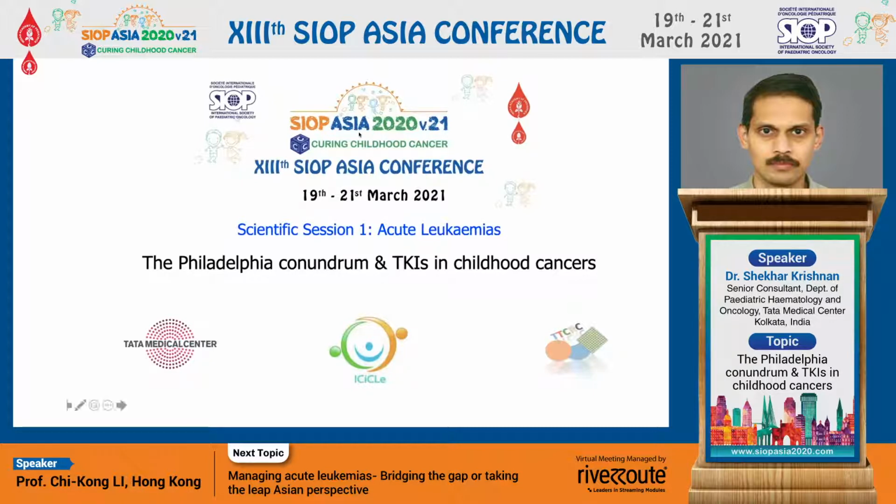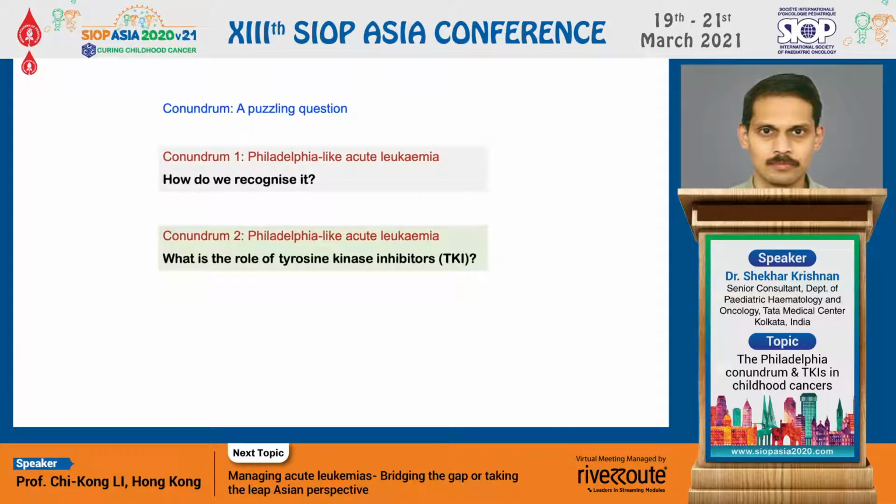So the topic given to me is the Philadelphia Conundrum and the role of TKIs in childhood cancers, and I shall focus very narrowly on the question in the context of acute leukemias. And the title itself is a bit of a conundrum.